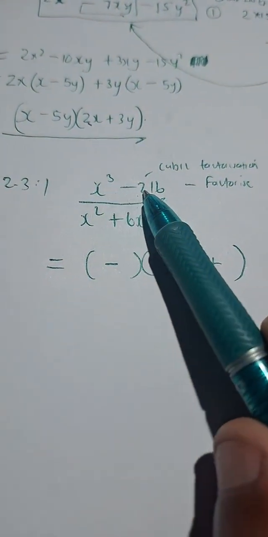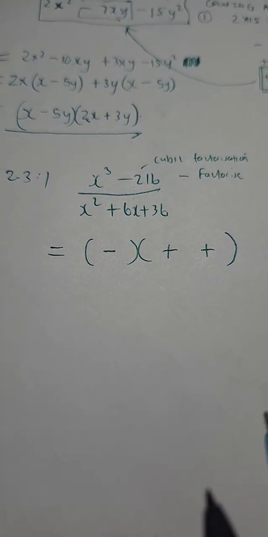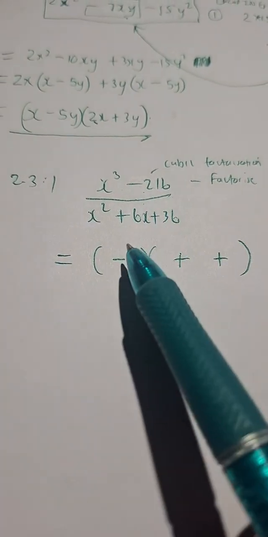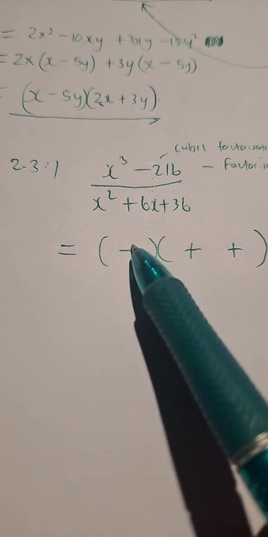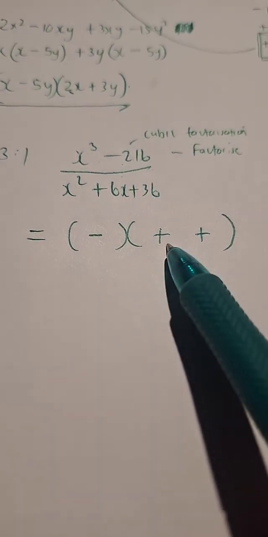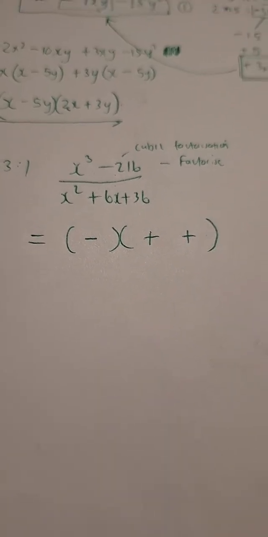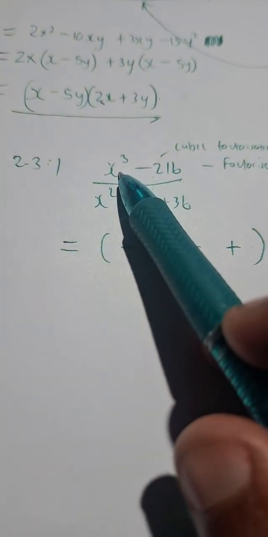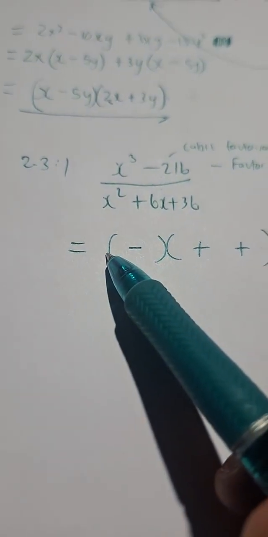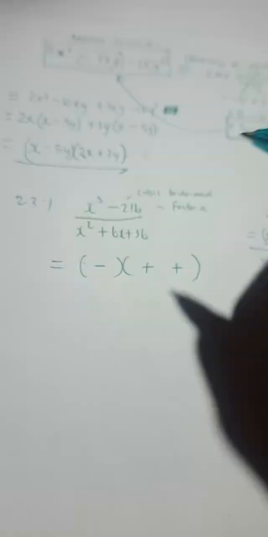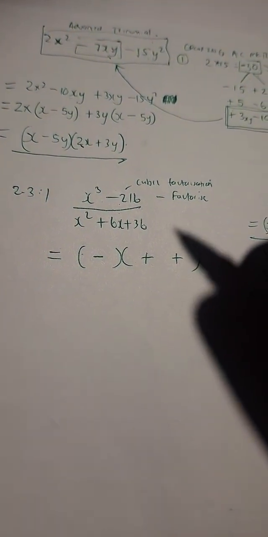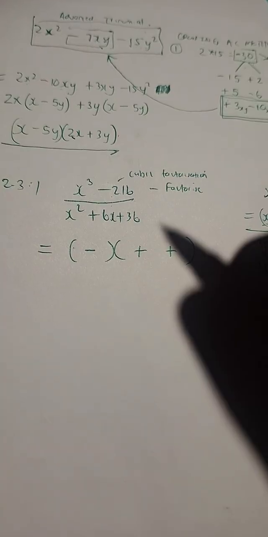Let's go back to your question, the one you were doing. X cubed minus 216. Remember, the sign is negative. When we factorize, binomial bracket, minus as this. Then here, plus plus. Okay, sense? Cube root of x cubed. What is the cube root of x cubed? Thank you. It is x.